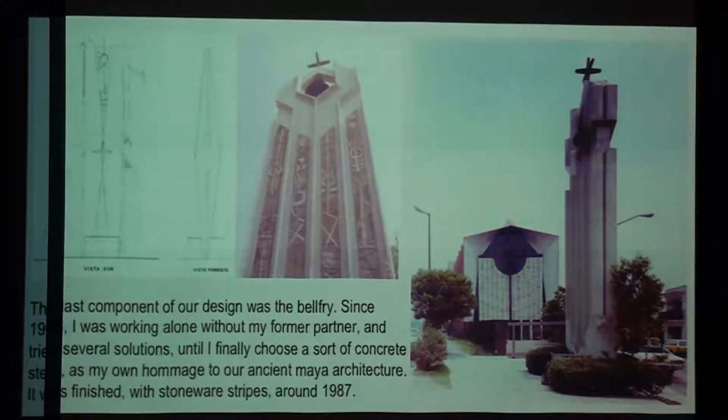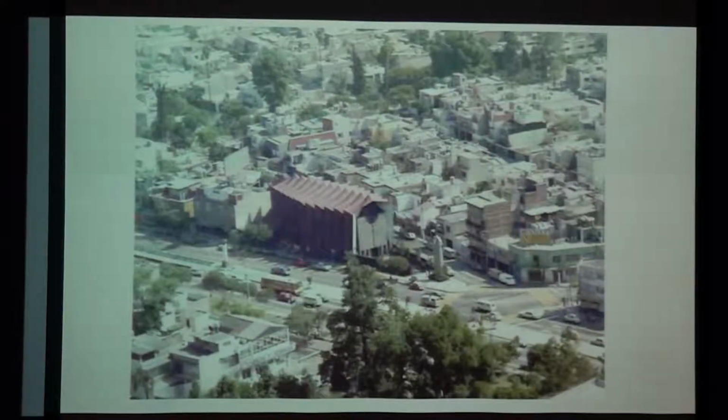The last component of our design was the belfry. Since '68, I was working alone without my former partner and tried several solutions until I finally chose a sort of concrete stela as my own homage to our ancient Maya architecture. It was finished with stoneware stripes around '75, and that finished the solution. Next. And that is the final situation of the church in this middle-class neighborhood. Next.